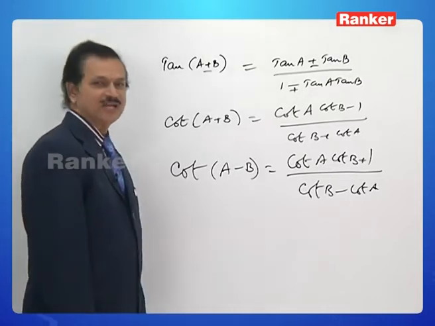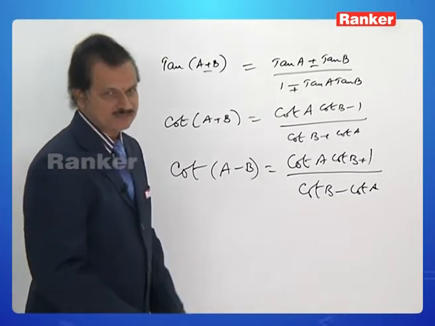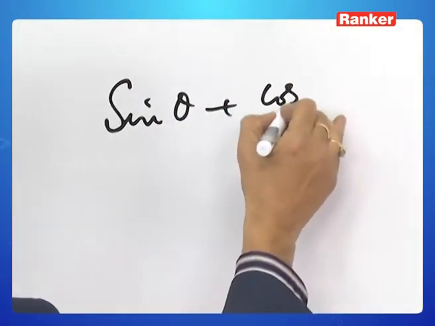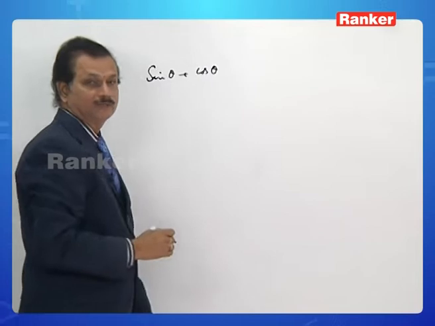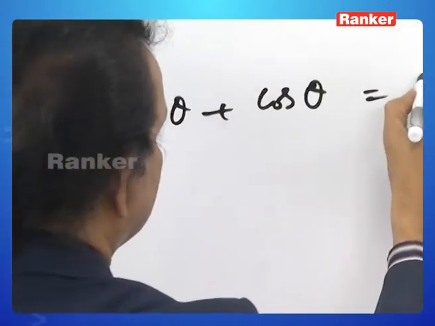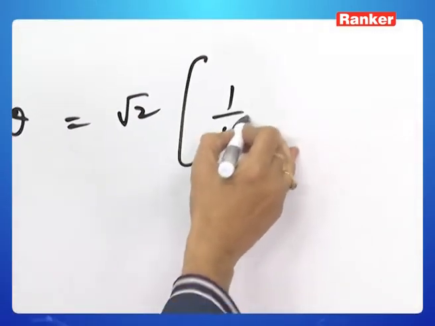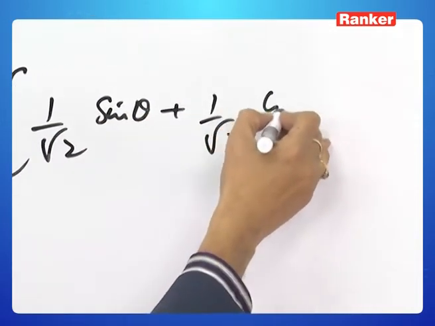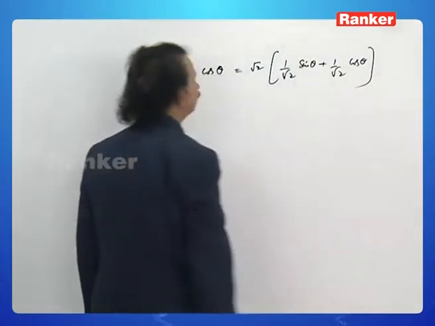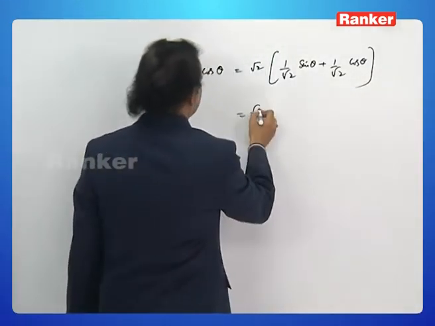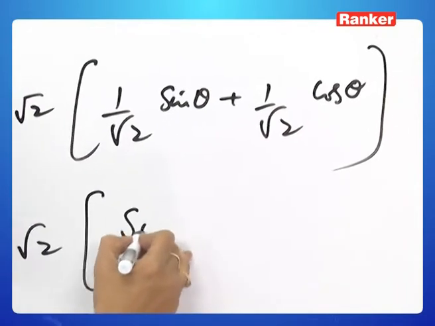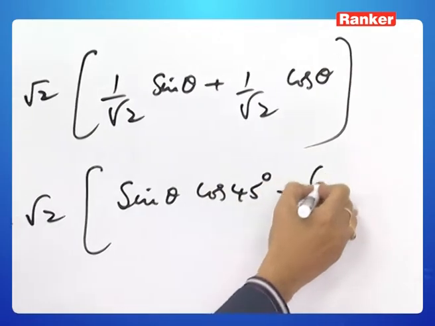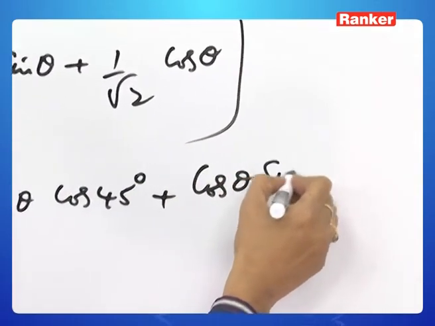Well, my dear, let us now observe the applications of these. Suppose you have sin theta plus cos theta. This can be taken as root 2 into 1 by root 2 sin theta plus 1 by root 2 cos theta. This is equal to root 2 into sin theta cos 45 plus cos theta sine 45.